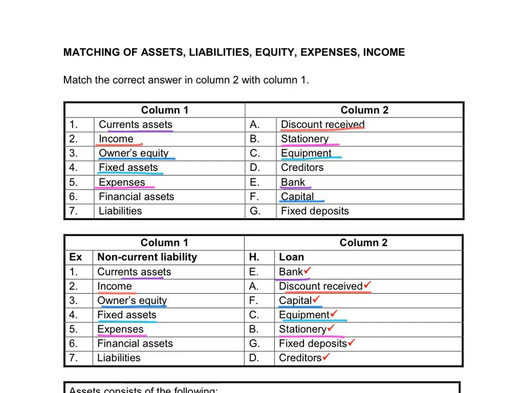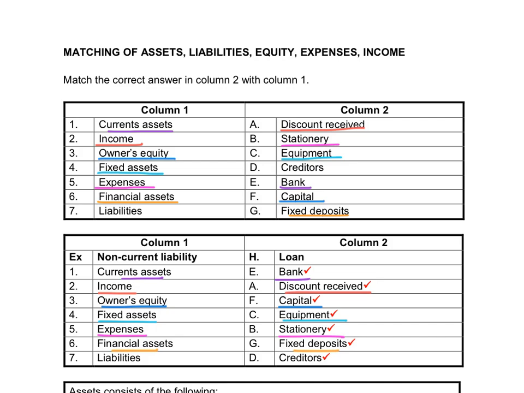Financial assets are non-current assets, when you invest money in another company, buying shares in another company, or when you invest money in the bank as a fixed deposit. So fixed deposits will be matched with financial assets.